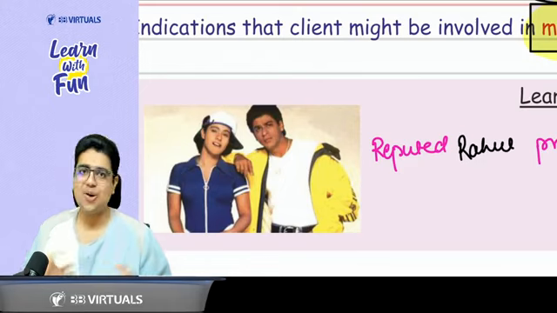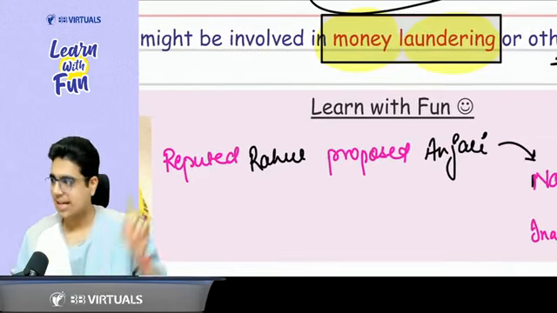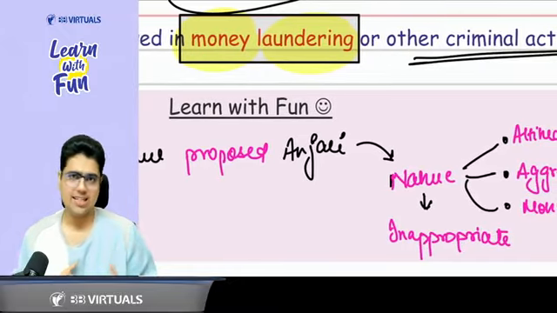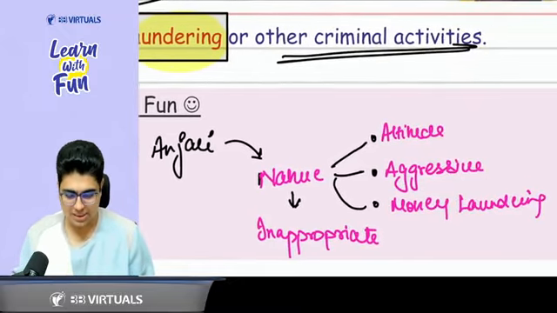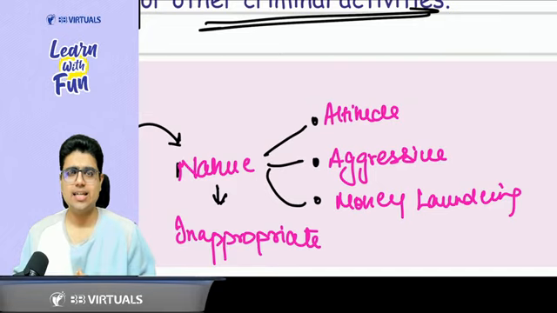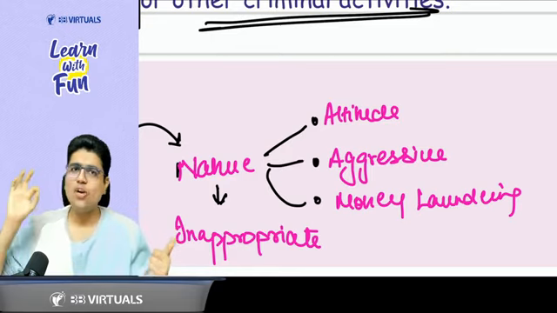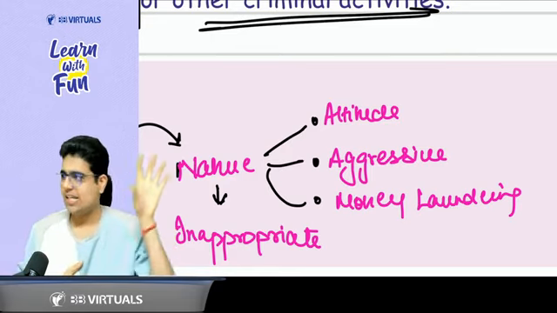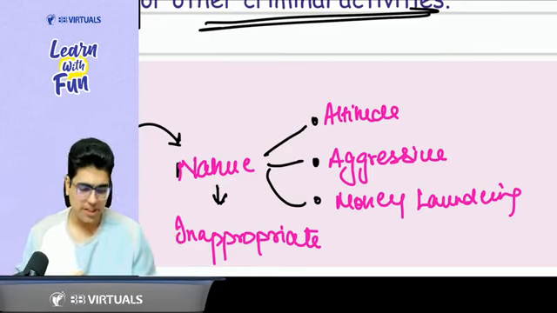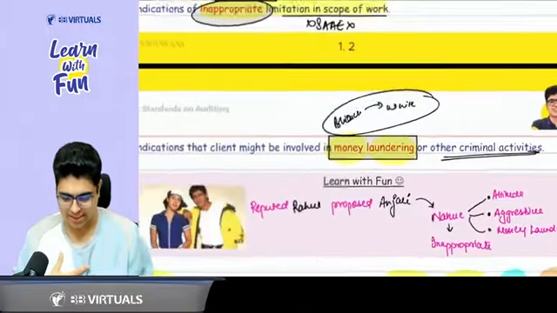Who are they? Rahul and Anjali. So remember this: reputed Rahul proposed Anjali, but then Anjali saw his nature. He has an attitude, he is very aggressive, and he also does money laundering. And she found the nature to be very inappropriate. Now let's link the points very easily.